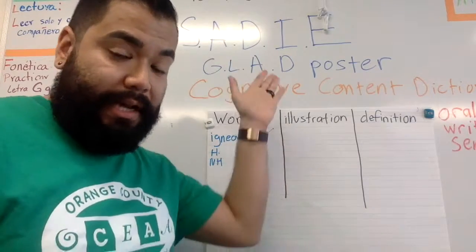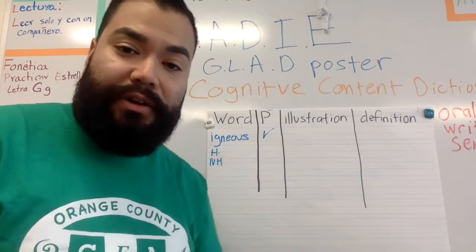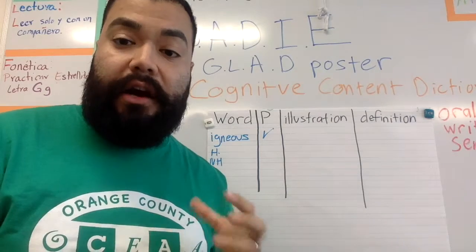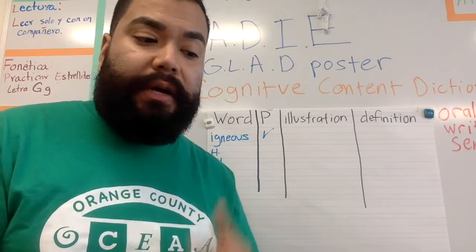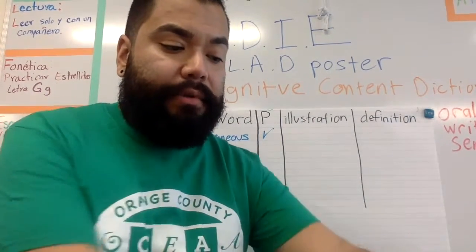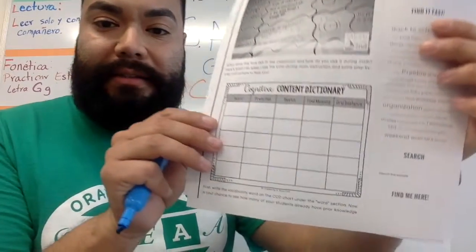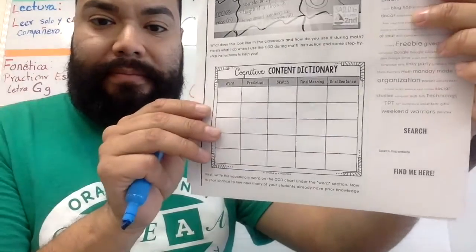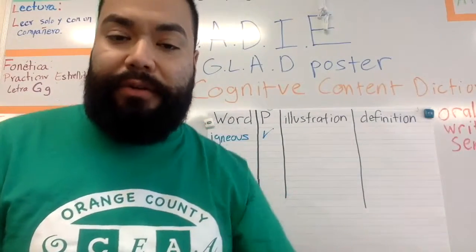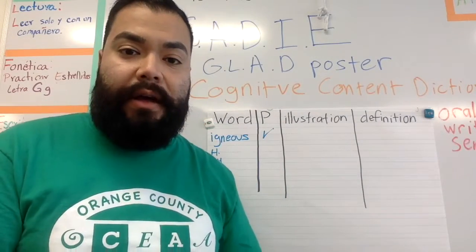And of course, the SADIE strategy, using the GLAD poster, specifically the Cognitive Content Dictionary. And you can get one of those examples. You just have to Google it, and you get something like this. So it's already done for you, so not to have to reinvent the wheel.